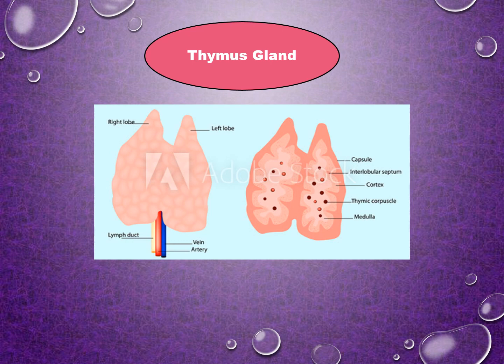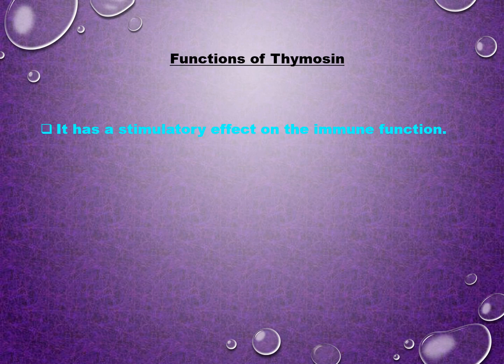The thymus gland secretes thymosin. Functions of thymosin. Thymosin has a stimulatory effect. Stimulatory means start or increase the effect, on the immune function.